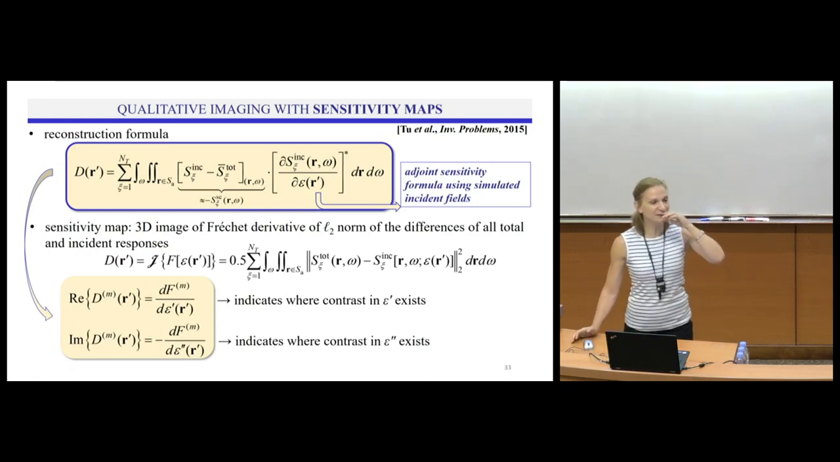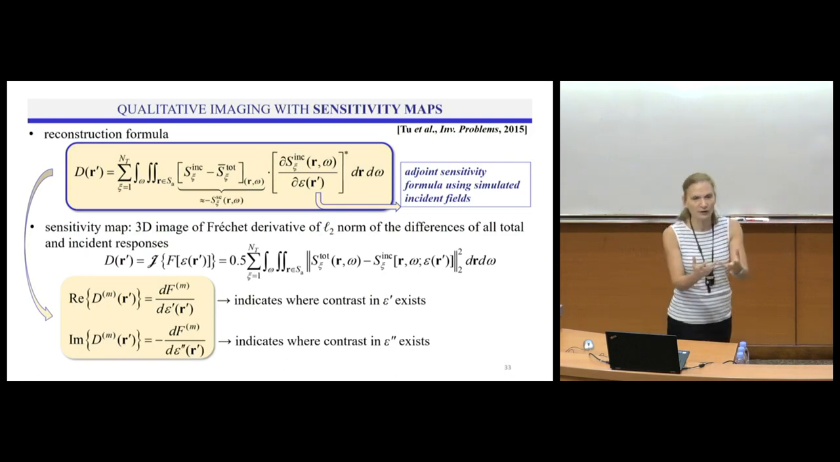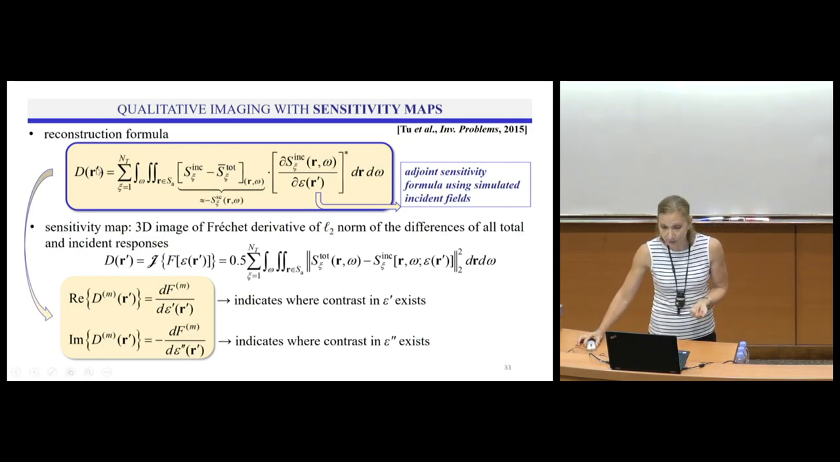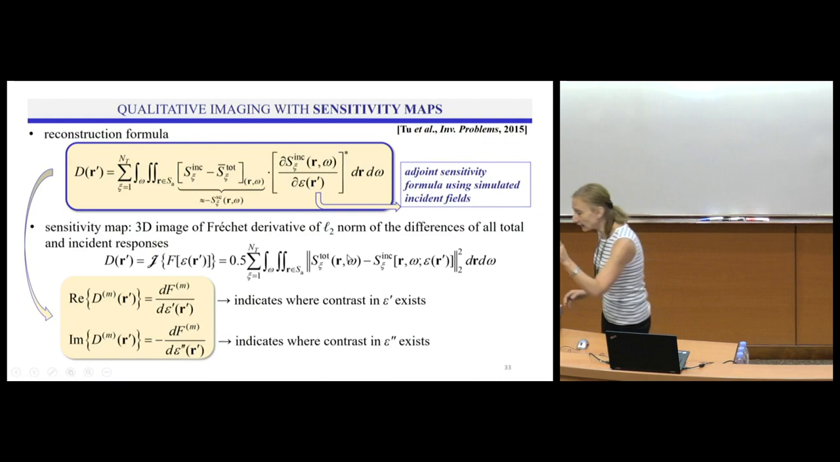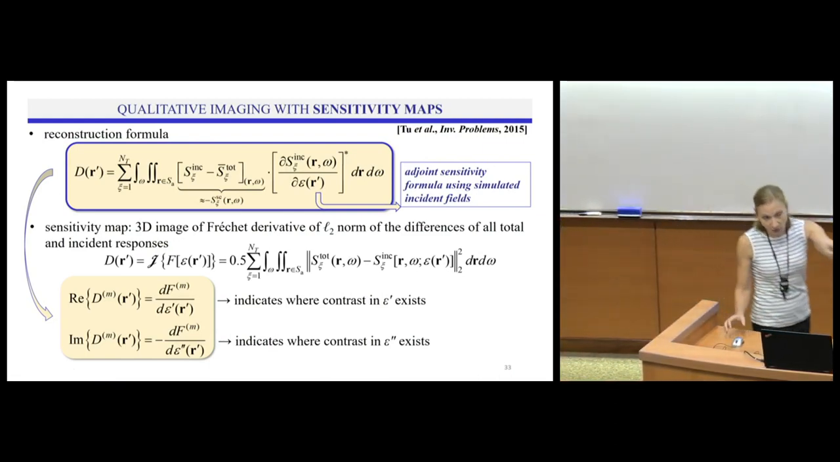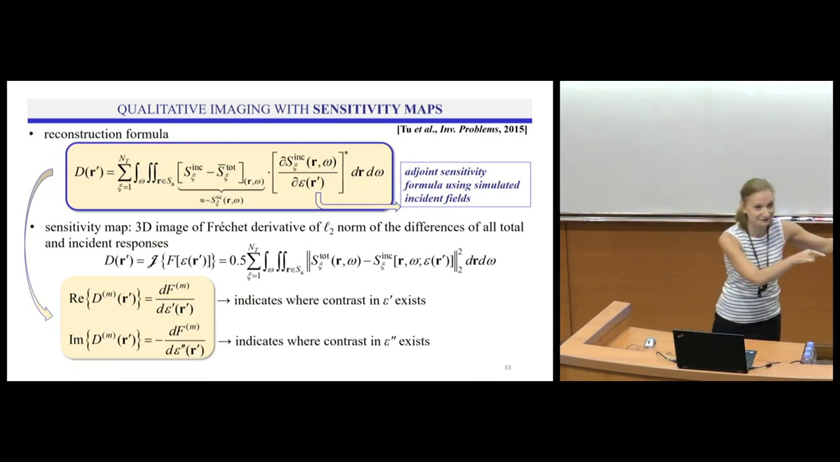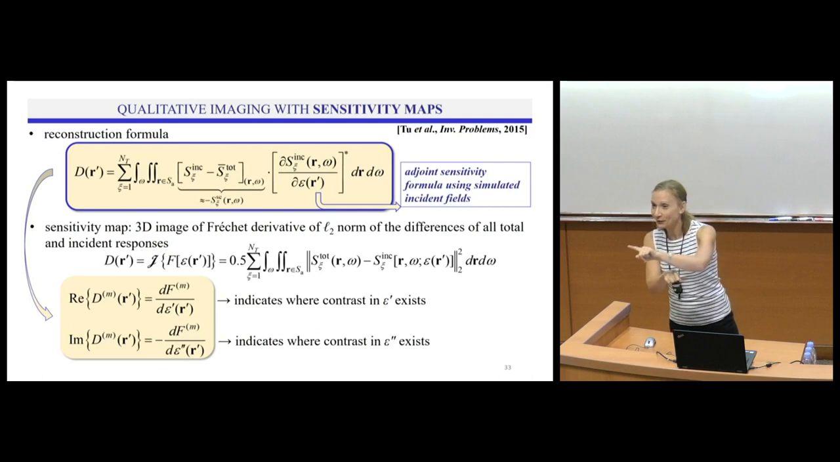The physical meaning. Remember, somebody yesterday was talking about what an image is showing. Yes, it is important to understand what an image is showing. So let me show you here. First of all, this derivative or sensitivity map is nothing but a 3D image of the Fréchet derivative of the L2 norm of the differences of all total and incident responses, if you wish, the scattered field. But unlike in normal nonlinear inversion methods, notice that here it is assumed that it is the incident field that depends on the permittivity, not the other way around. Why?